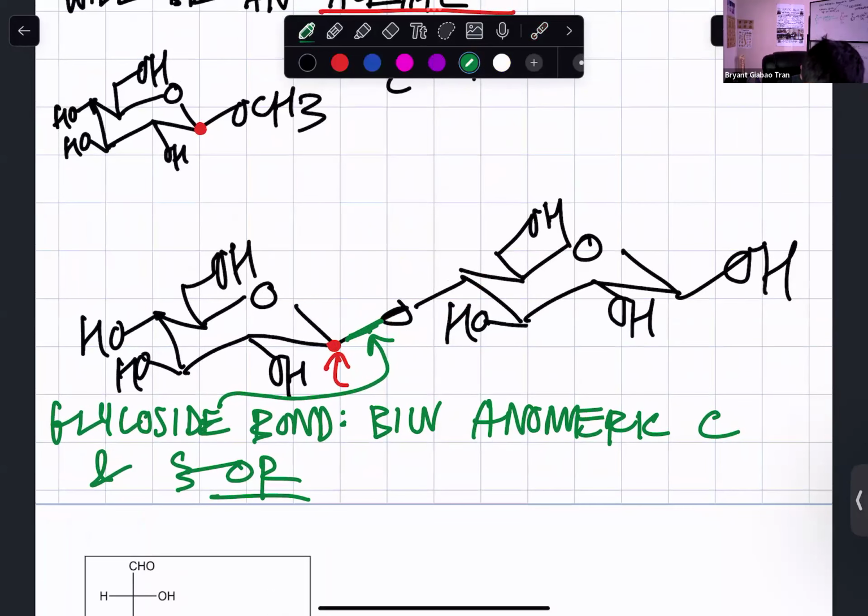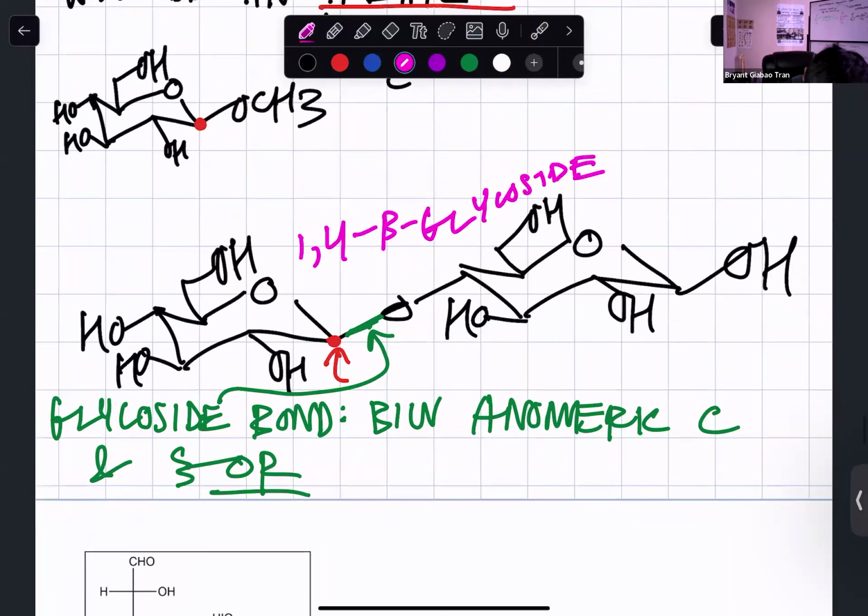This specifically is going to be called a 1,4-beta glycoside bond, right? The reason why it's a 1,4-beta glycoside bond is because the official nomenclature for sugars is something like this, where the anomeric carbon is going to be number 1, this is going to be number 2, 3, 4, 5, and this carbon of the CH2 is 6 right there.